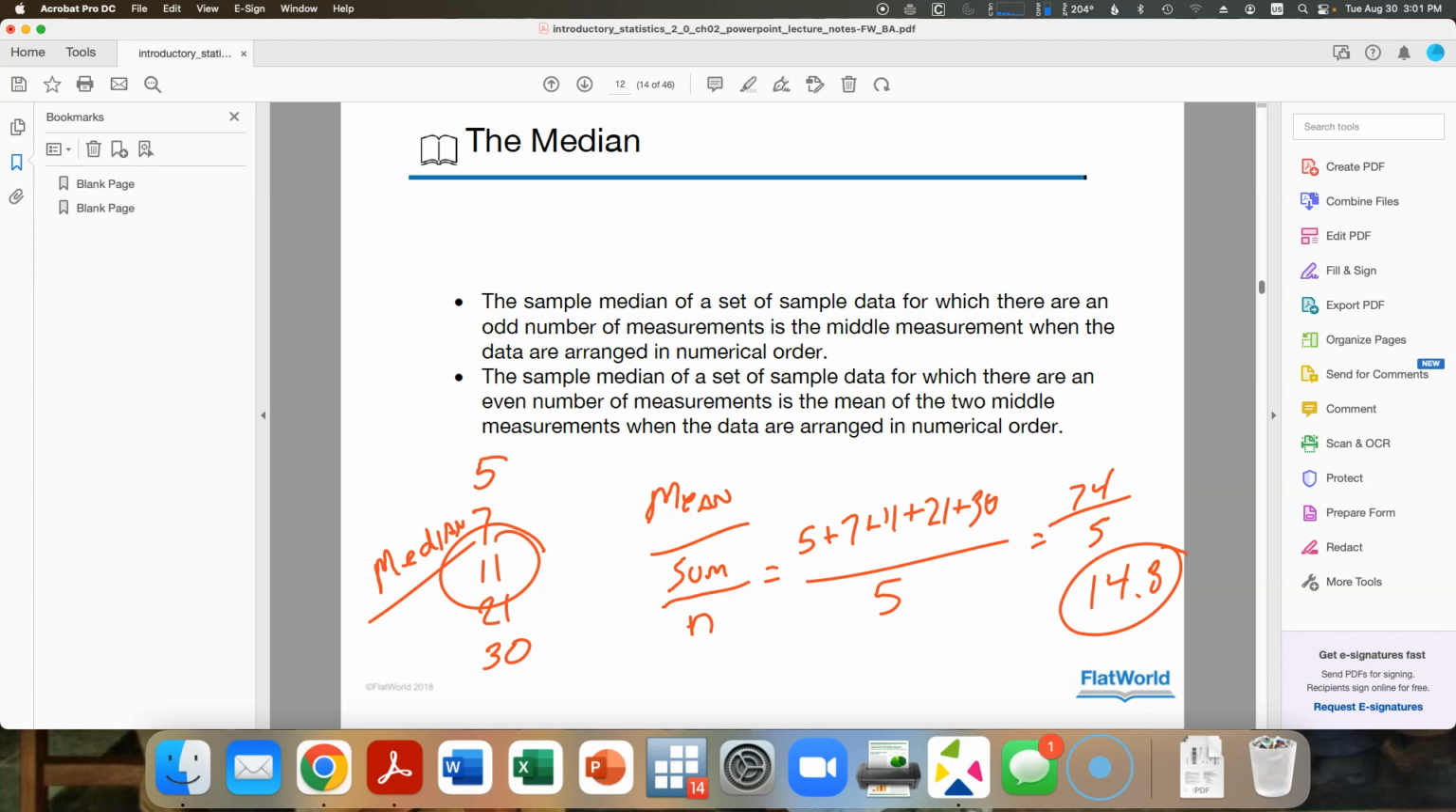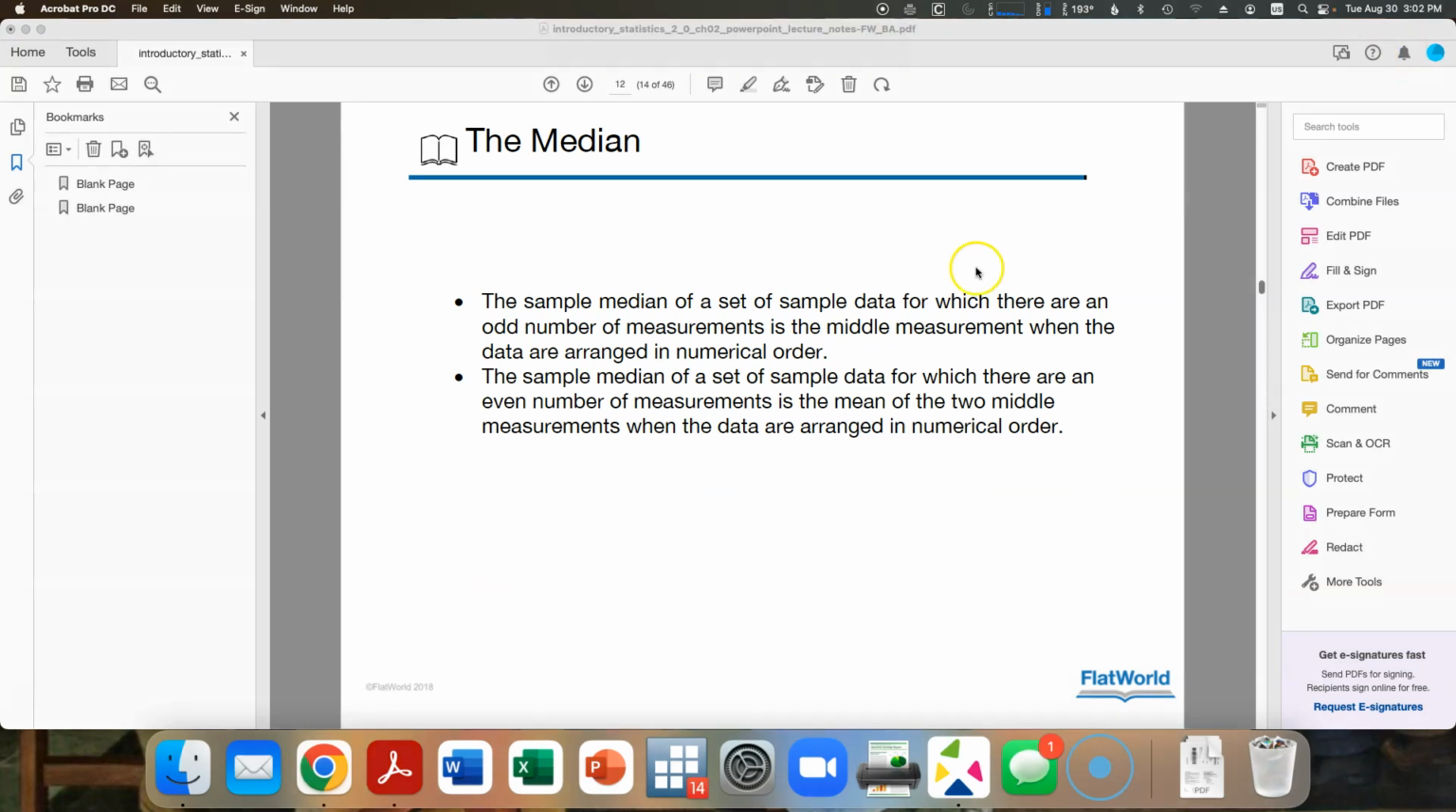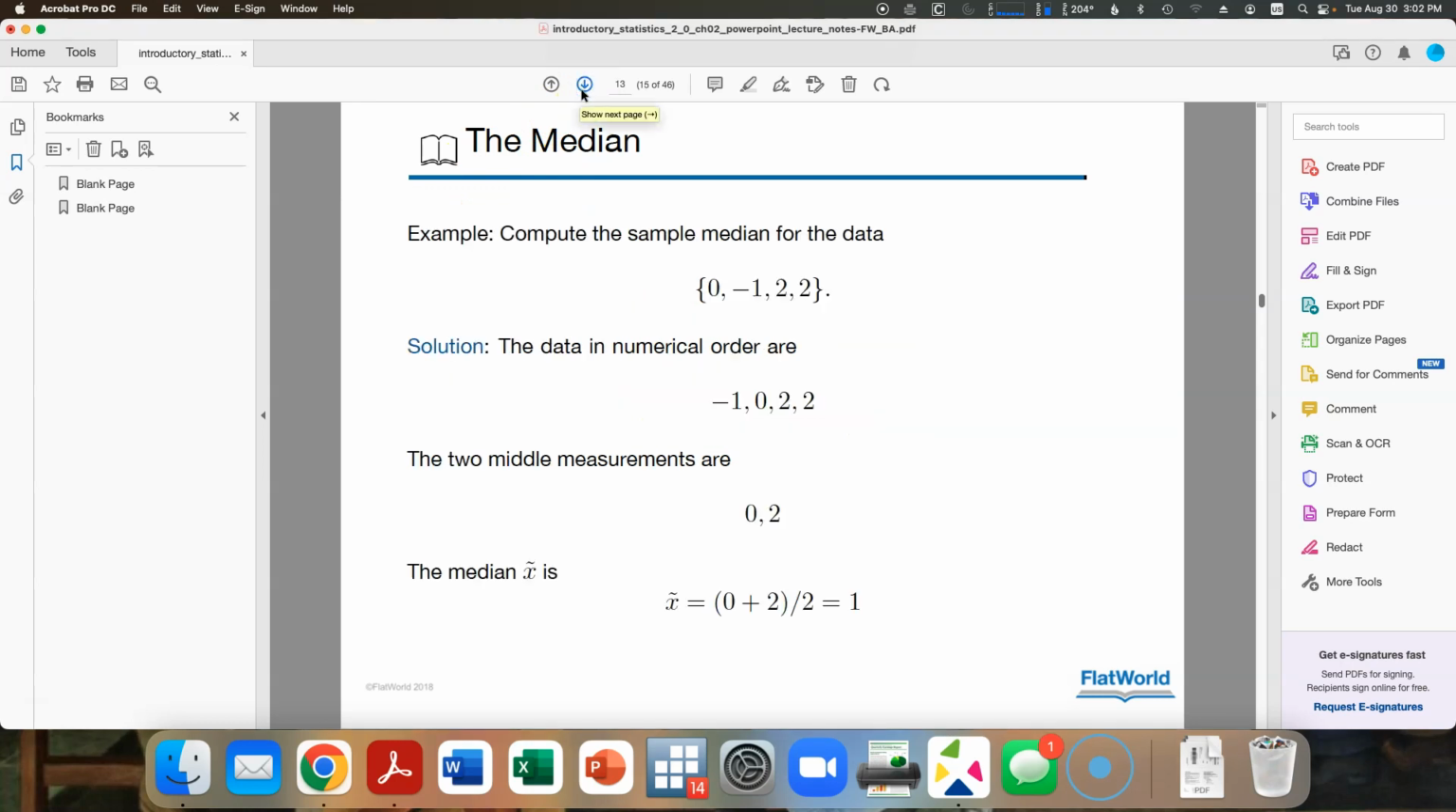Okay. Let's stop this. Okay. So here we've got a display of data. We've got a different data set, 0, -1, 2, and 2. So the first thing we need to do is put it in order, smallest to largest. So -1, 0, 2, 2. Same data, just smallest to largest.